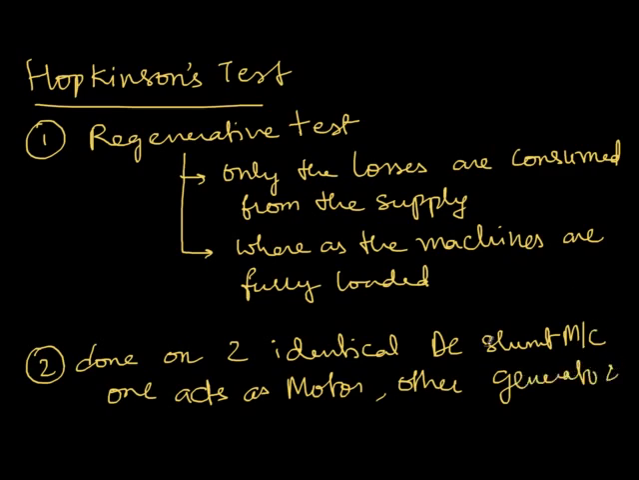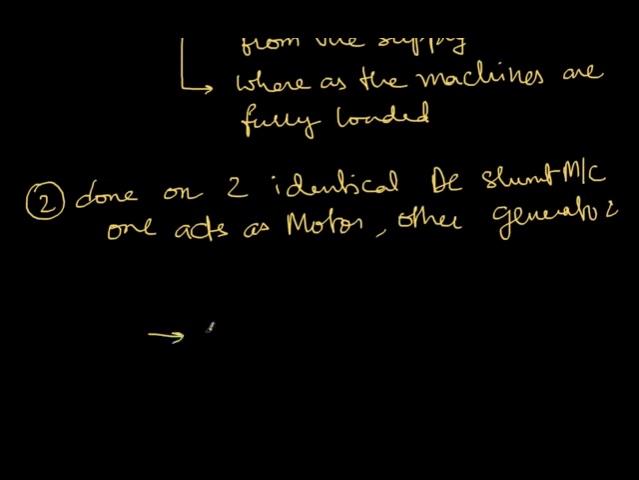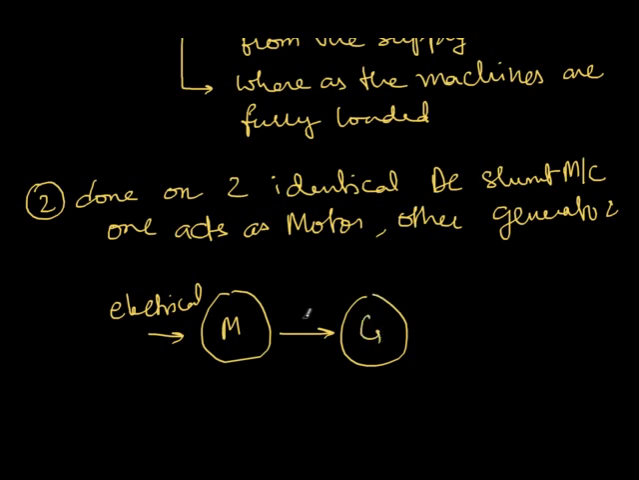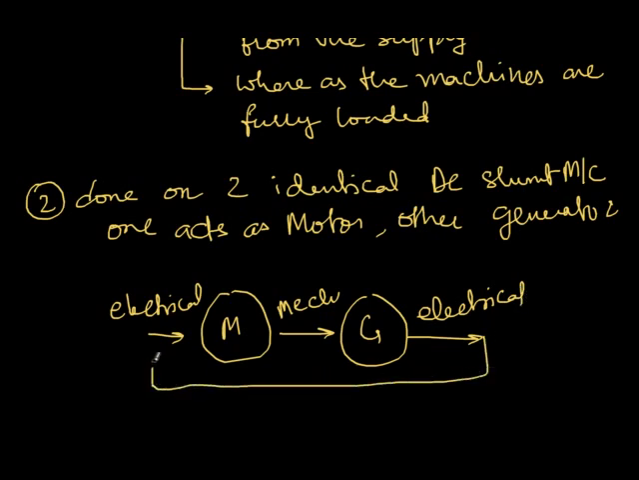So basically what happens is that this is a motor, its input is electrical, and then this is the generator. The output of the motor is mechanical. So electrical energy is supplied to the motor, and the motor generates mechanical energy. That mechanical energy is supplied to the generator, which in turn generates electrical energy, which is again supplied back to the motor. But you need to supply extra losses.